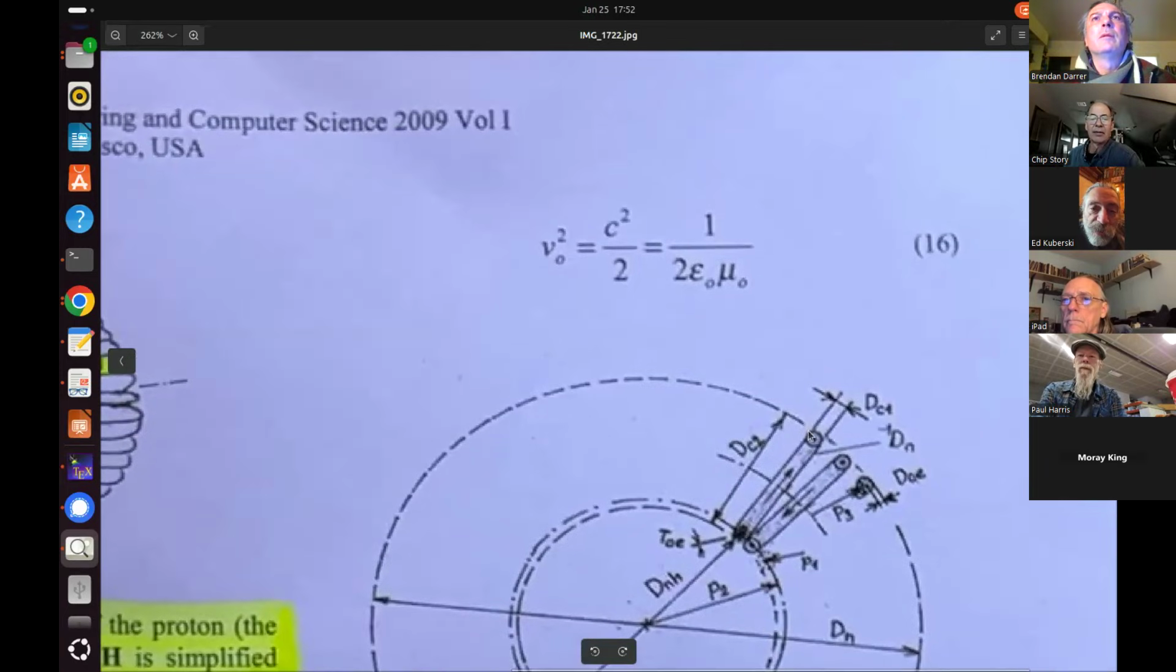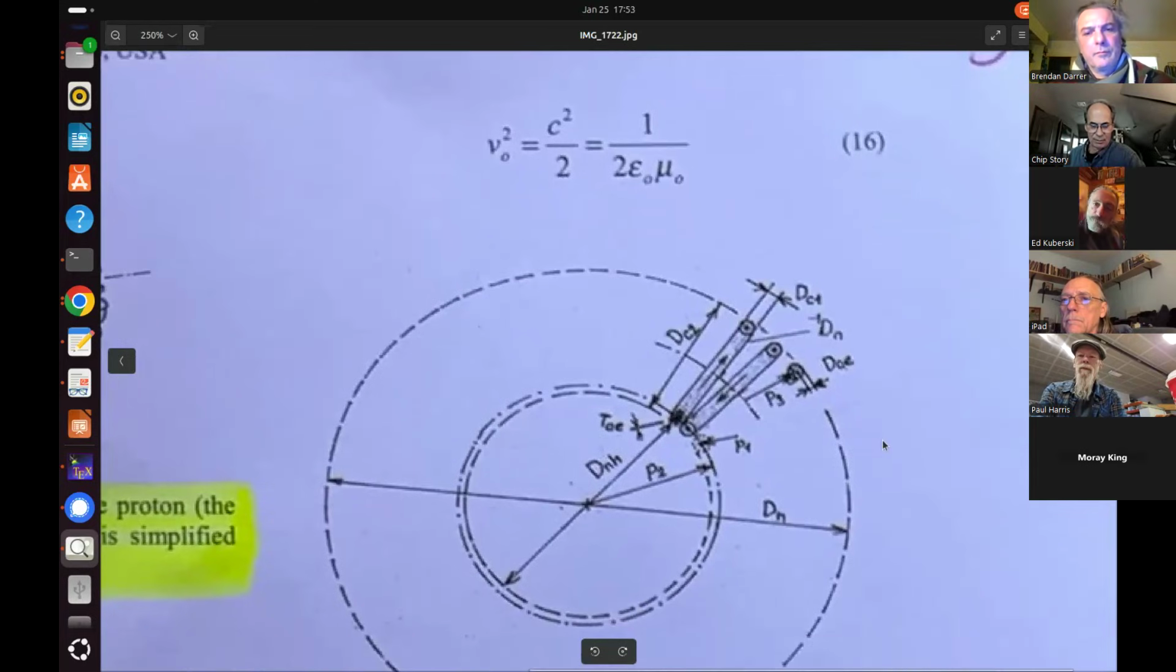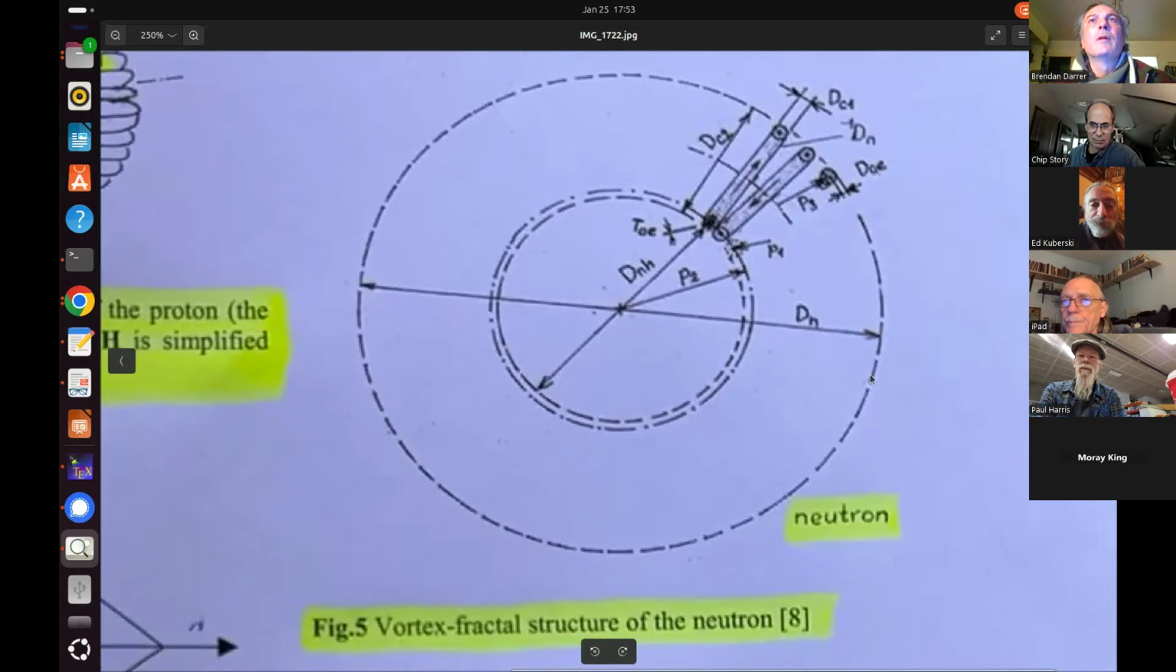All right, now this is where it gets interesting again, right? He's showing how these toroidal wheels within wheels form themselves and what's going on with all the math, right?